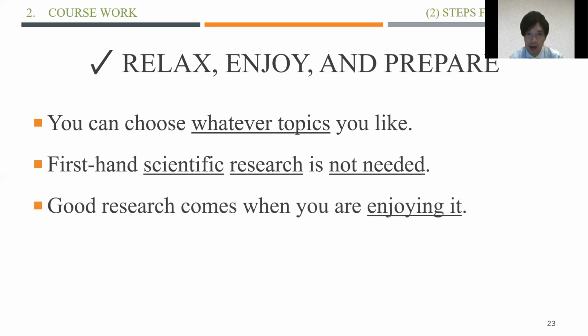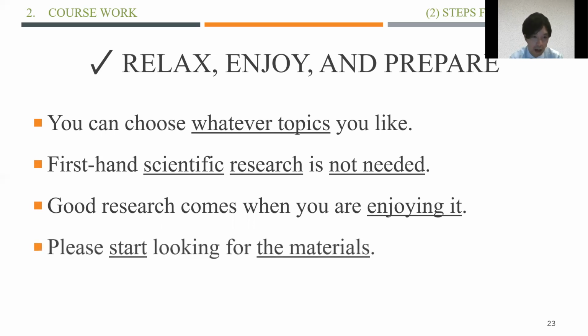And keep this in mind, please. Good research always comes when you are enjoying it. Okay, so please enjoy. Please start looking for the materials today. I would like you to search about cities, about problems, and about actions. All right, that could be on the internet, that could be in the library, and so on.